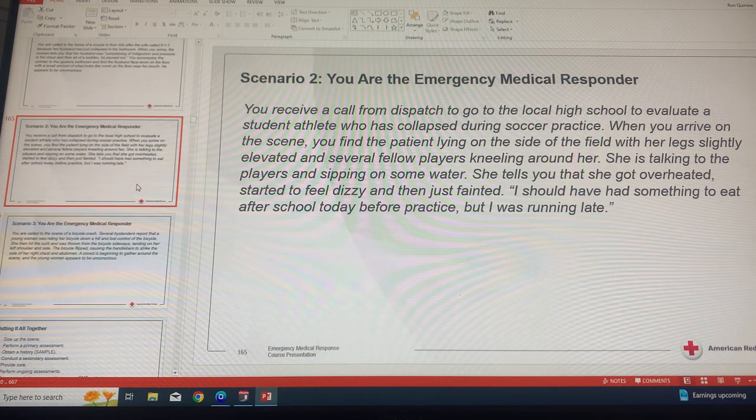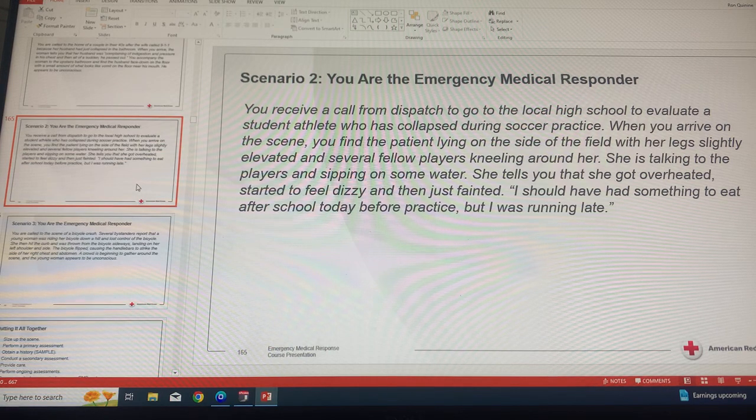Okay? So think about this scenario here and how you would handle this situation. This time we have an athlete here that's kind of insinuating that they might be dehydrated, or haven't eaten anything. This is something that you'll have to think about, how you handle this situation, and we'll discuss in person.